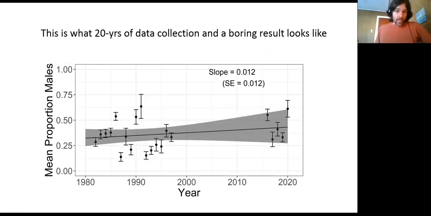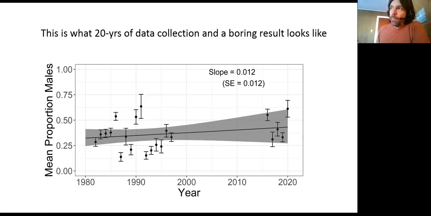And so this is what 20 years of data collection and a boring result looks like. I'm being facetious. There's actually a lot to this, but on the face of it, there's nothing going on. So we have the average sex ratio on the dam. This represents the arithmetic mean of a whole bunch of different sex ratios and a whole bunch of different nests on the dam. So that's the arithmetic mean for that year. So the mean sex ratio is not changing over time.